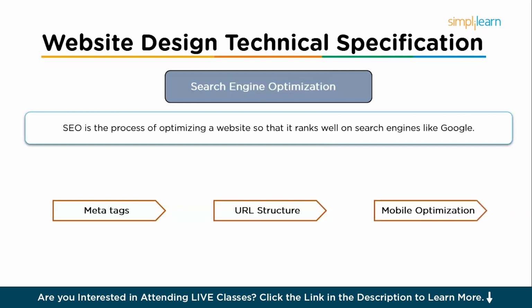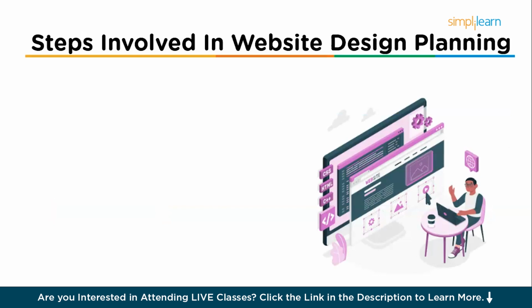The third is mobile optimization. So Google ranks mobile-friendly websites higher, so it is crucial to ensure that the website is responsive and performs well on mobile devices. So now let's move forward and see the steps involved in website design planning.